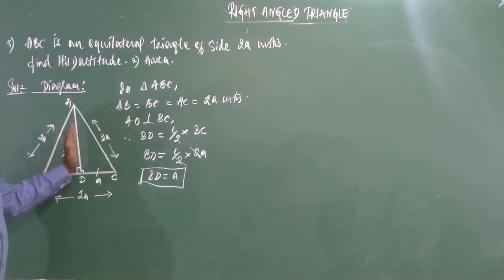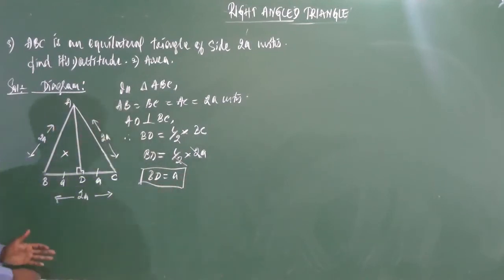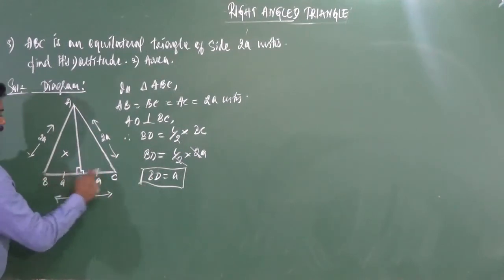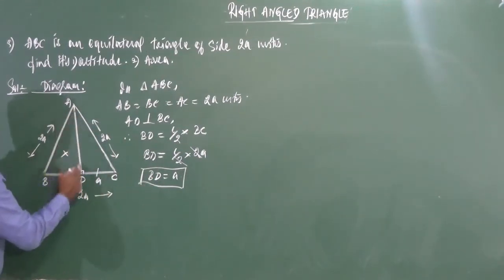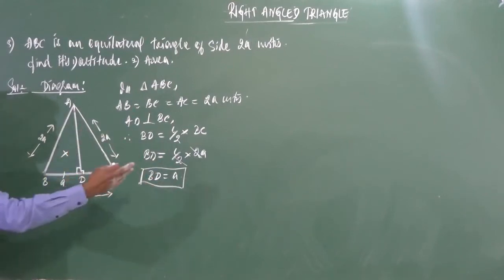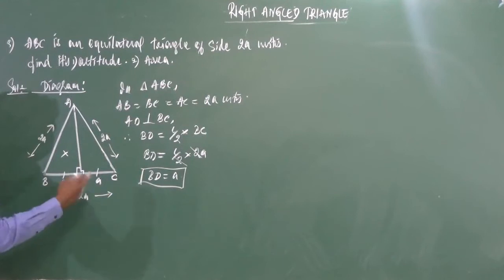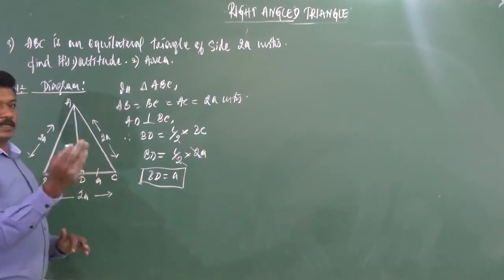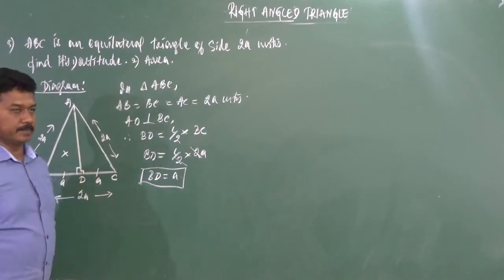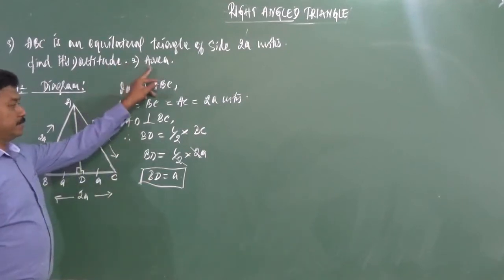Then in the same manner continue with the area, that is half into base into height. So half into BC into AD. Put the value of AD that you have just found, half into base into height, multiply that, and wherever a perfect square is there, take it out of the square root and keep the answer in the simplest form. So find out the altitude and area.